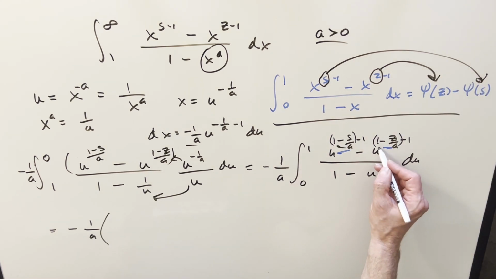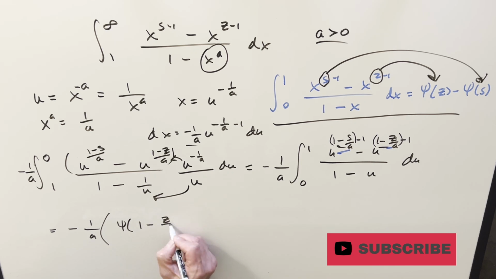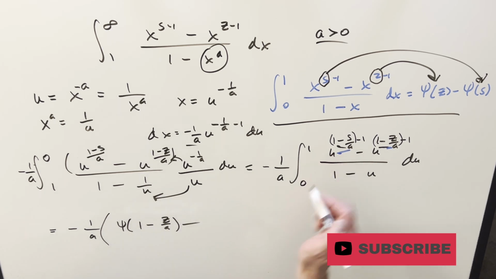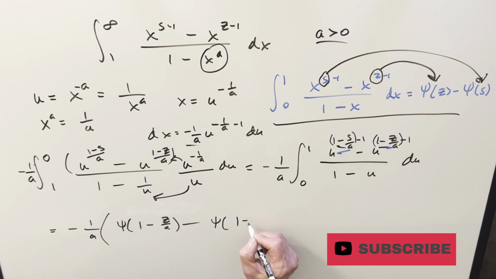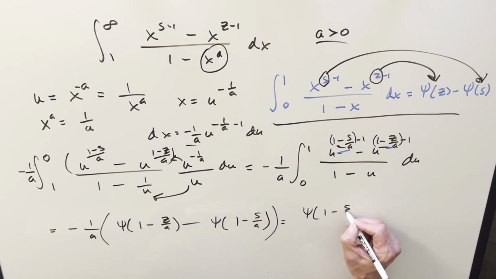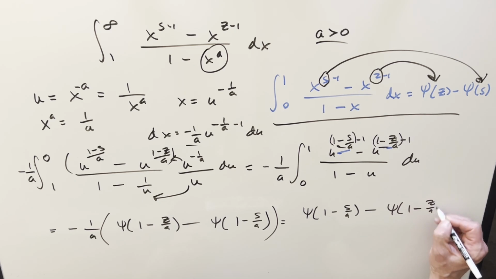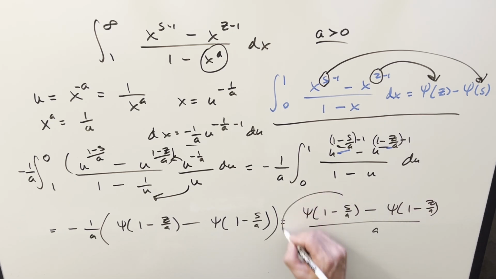So what we're going to have first is this input. So we're going to have digamma of 1 minus z over a, minus the next one, digamma of 1 minus s over a. Then just cleaning it up, let's take the minus sign and reverse everything and bring it all over a. So what we're going to have for a solution of this: digamma of 1 minus s over a, minus digamma of 1 minus z over a, all over a, and that's it. So it's a pretty nice formula.